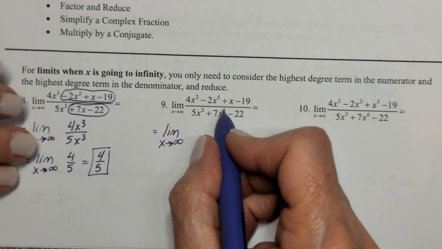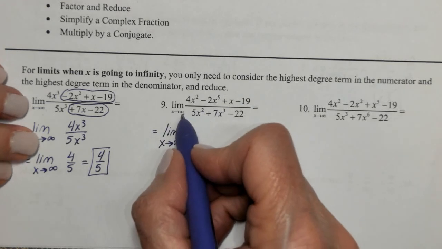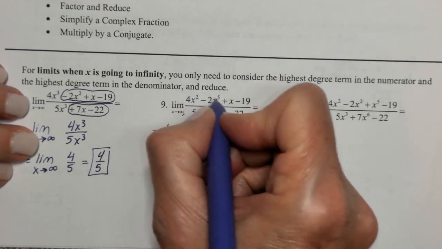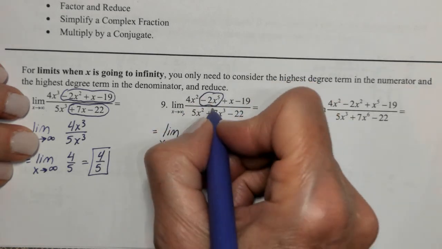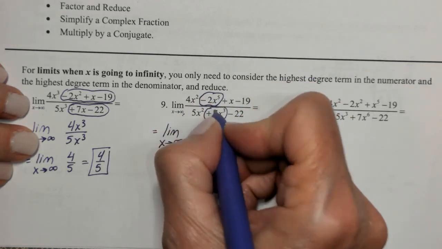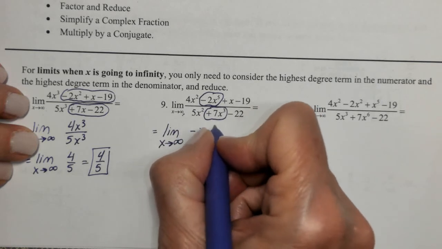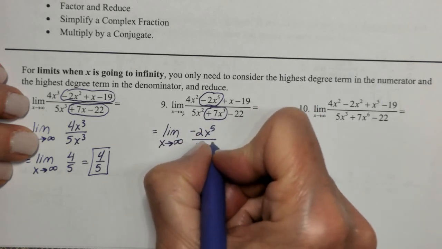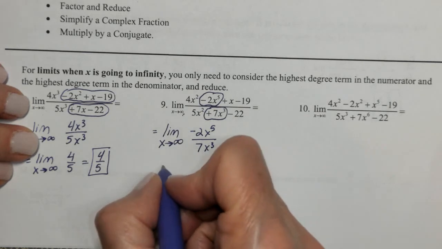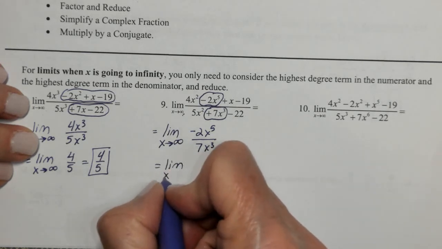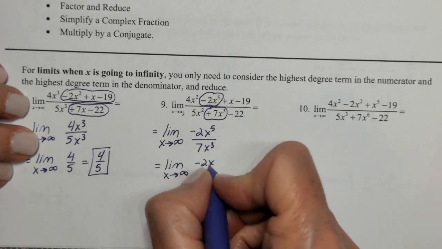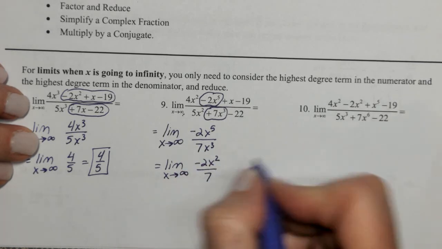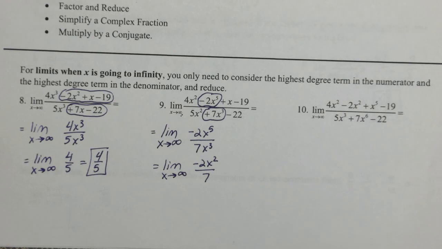Okay, for this one, I see x is going to infinity, so I know I'm going to ignore some things. I'm looking for my highest degree term on top. I'm looking for my highest degree term on the bottom. I'm going to write those down, and then I'm going to reduce. So how do x to the fifth and x cubed reduce? Well, they reduce leaving an x squared on top. So this is negative 2x squared divided by 7.